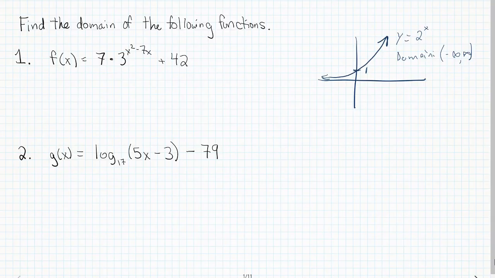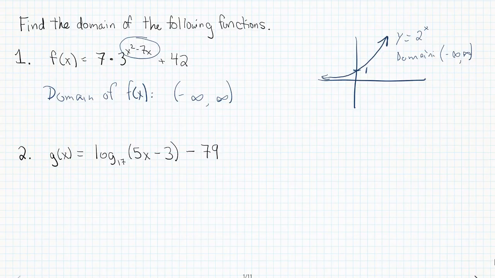Okay, so if that's our domain for 2 to the x, if we have 3 to the x squared minus 7x, are there any problems with those values? Because we usually would have negative infinity to positive infinity. Since you can plug in any number in there, whether it's negative or positive, we're good to go. So the domain of f of x is just negative infinity to positive infinity.